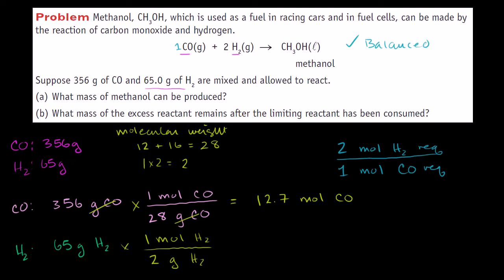And so let's do the math. That cancels out with that. And we have 65 times 1 divided by 2. 65 divided by 2 is what? 32.5.